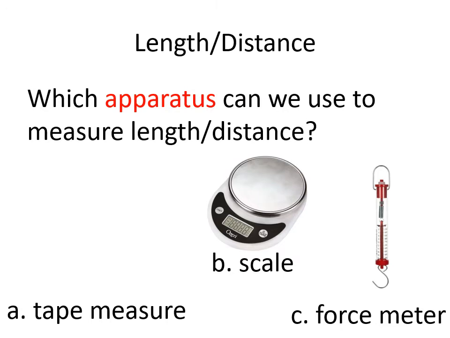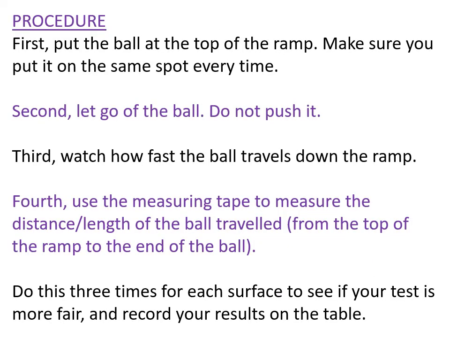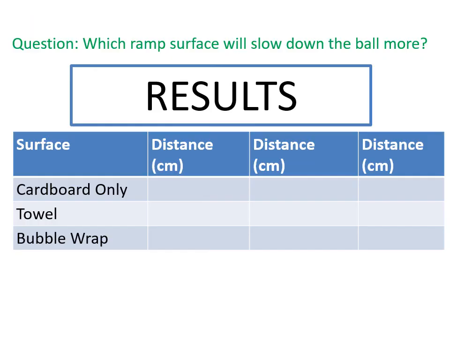We also discussed which apparatus to use to measure length and distance. So the distance the ball traveled down the ramp, we used a tape measure, and the picture of the tape measure disappeared. But I think you know what that looks like. If you don't remember what a tape measure looks like, please Google that. Oh, there it is. So this is our procedure, how to conduct the investigation. I won't read all of that.